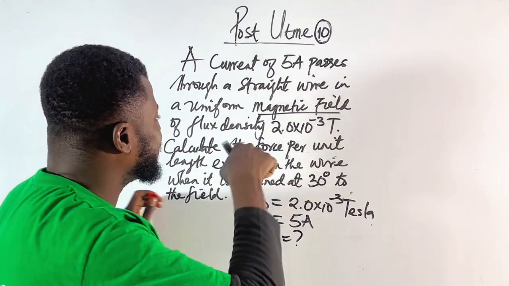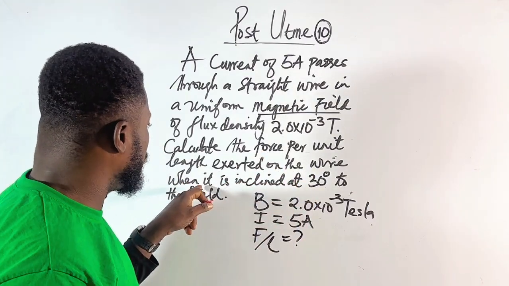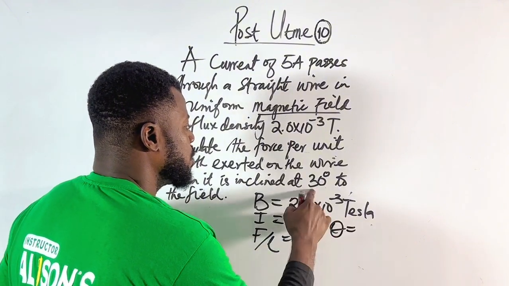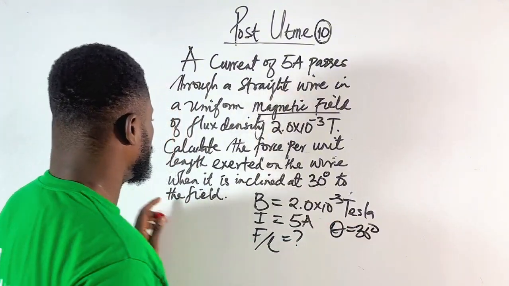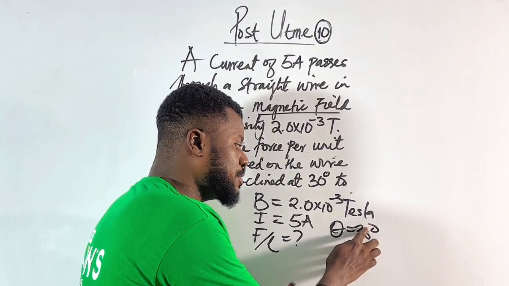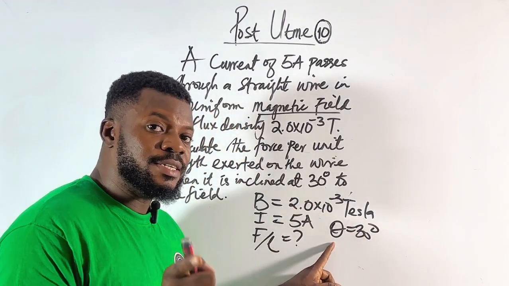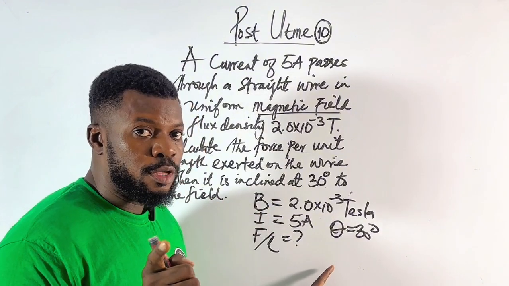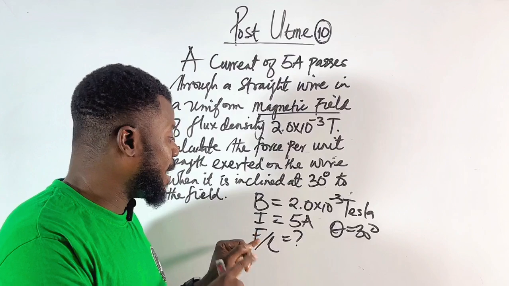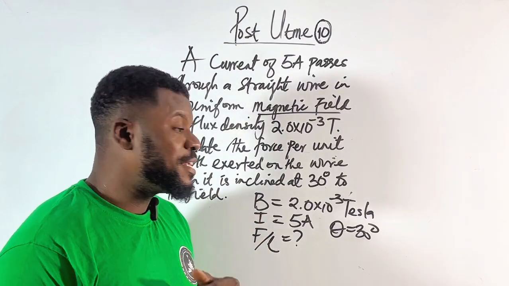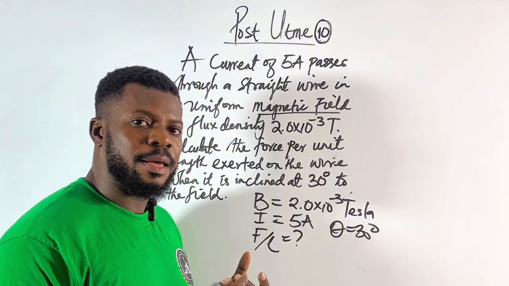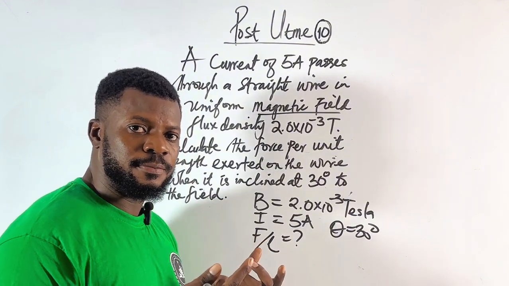Now, in the same way you calculate the force exerted on the wire when it is inclined at an angle, that means angle, they give you angle 30 degrees to the field. Sometimes if the angle na 0 degrees, it means the force will be 0, because sine 0 is 0, multiplied by B, multiplied by I, everything will turn to 0. If the angle dey perpendicular, it means a right angle, 90 degrees.